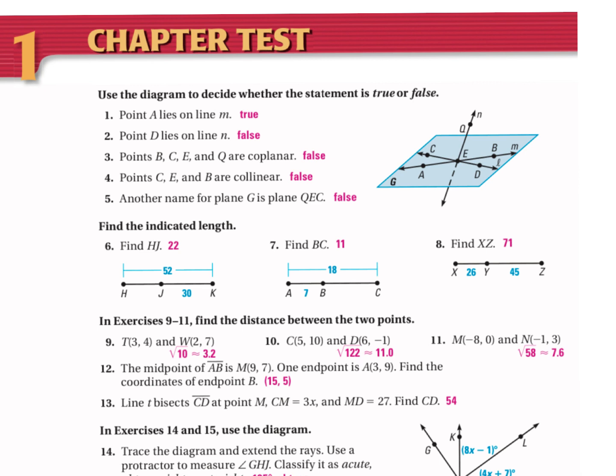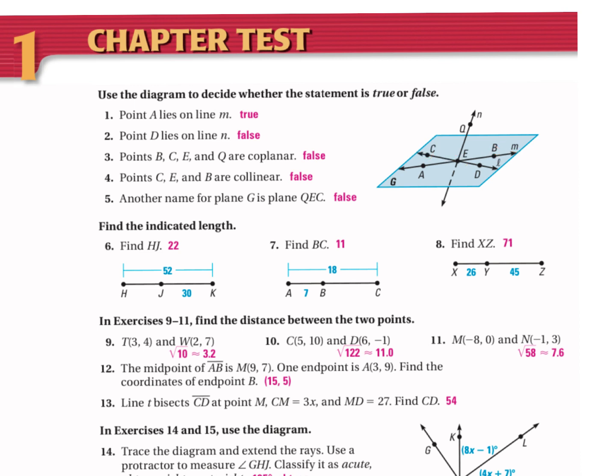Then the next one, number 3, says that points B, C, E, and Q are coplanar. Well, Q is up here. It's not on the plane, so that one is false. Then the next one, points C, E, and B are collinear. Well, C is here, E is here, B is here. They are not all on the same straight line, so this one is false.